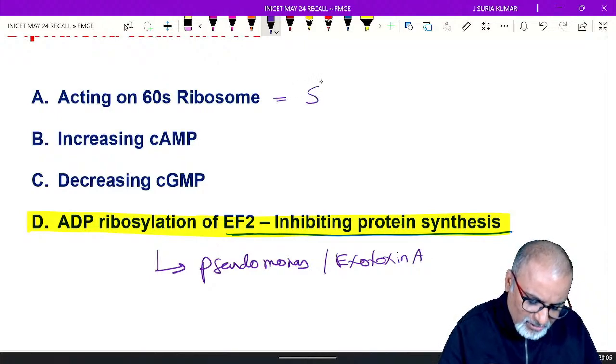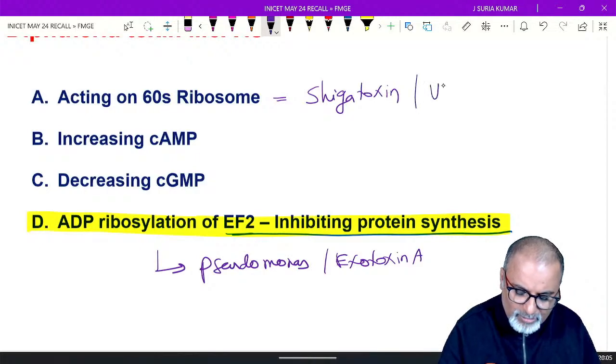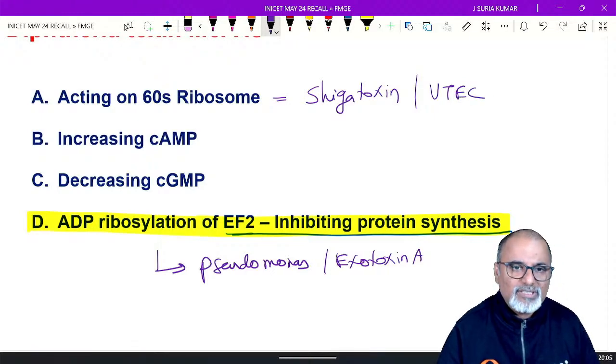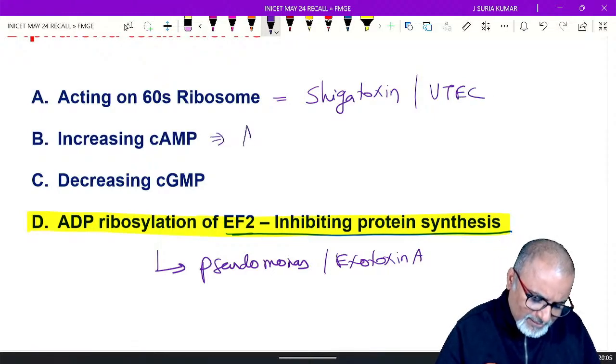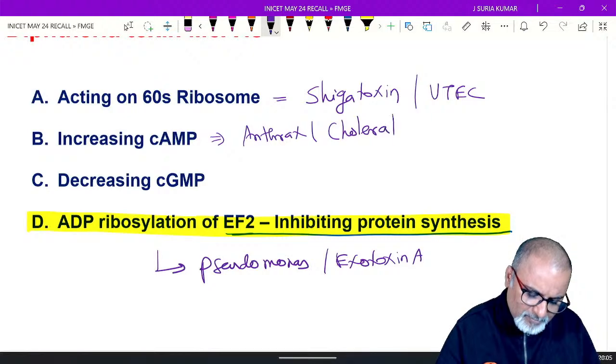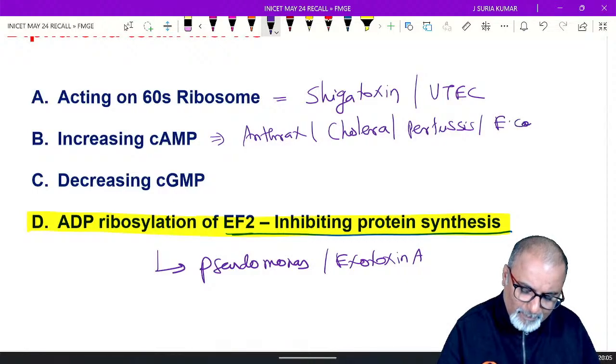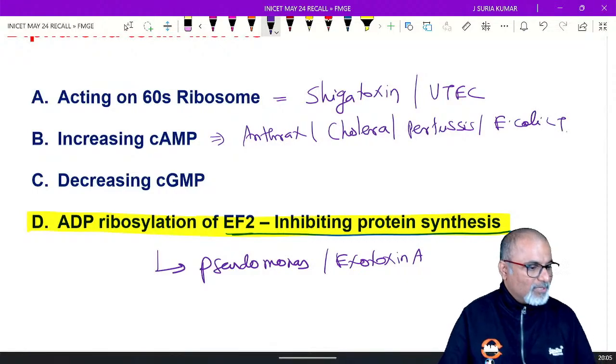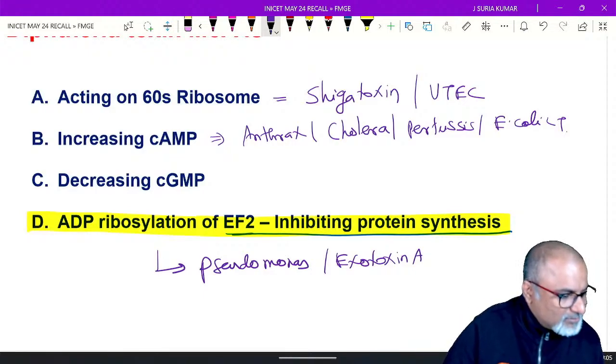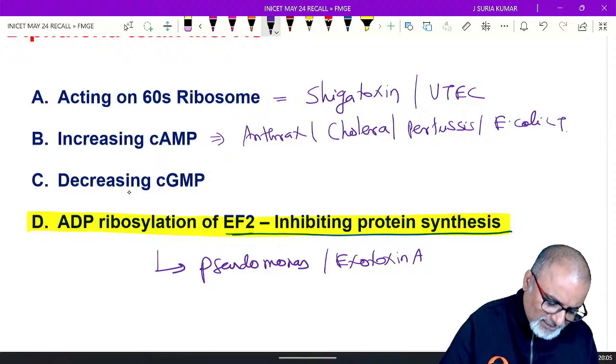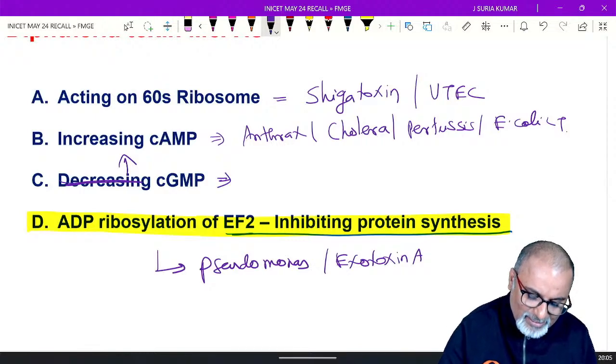60S ribosome is Shiga toxin or verotoxigenic E. coli toxin, enterohemorrhagic E. coli toxin. Increasing cyclic AMP, many: anthrax toxin, cholera toxin, pertussis toxin, even E. coli labile toxin. Okay, yes, you're right. And increasing cyclic GMP you can see in E. coli stable toxin.